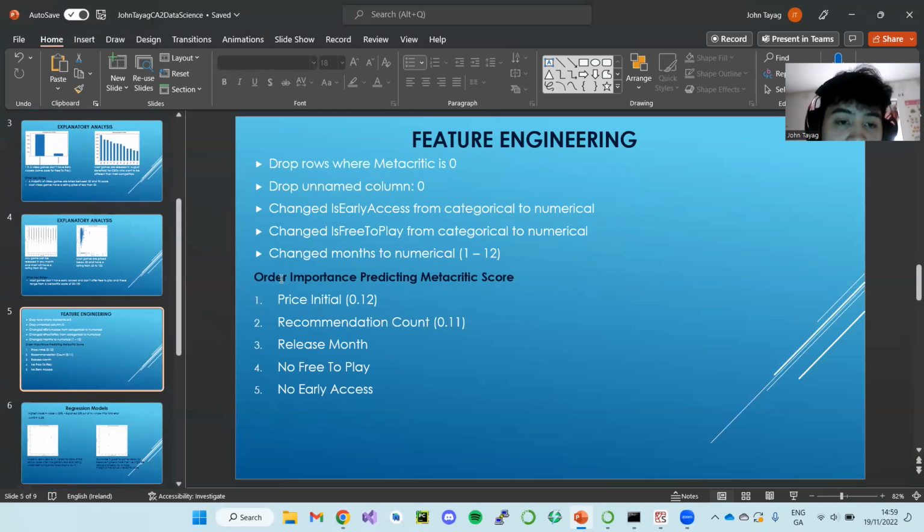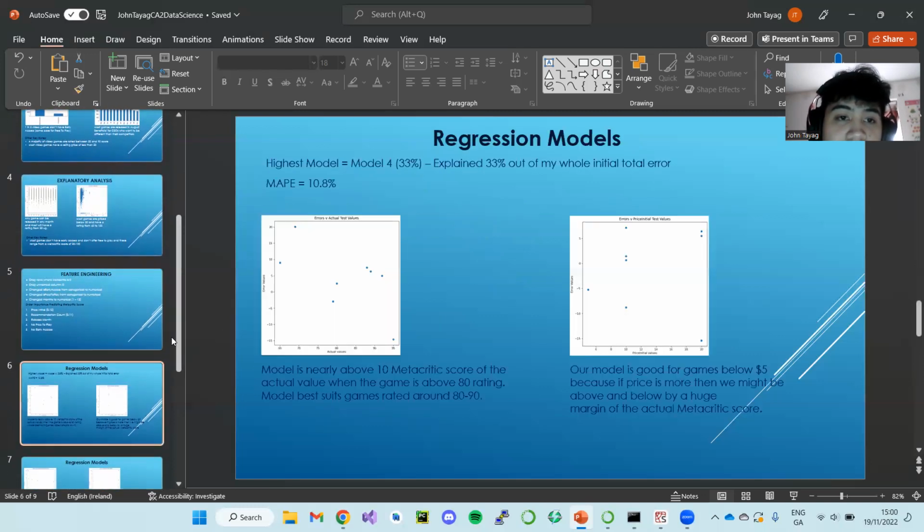And the order of importance when predicting the Metacritic score was, first, price initial, with a correlation of 0.12, then recommendation count at 0.11, release month, no free to play, and no early access. This means that as the price goes up, the Metacritic score goes up, but the fact it's 0.12 means it has just a slight influence.